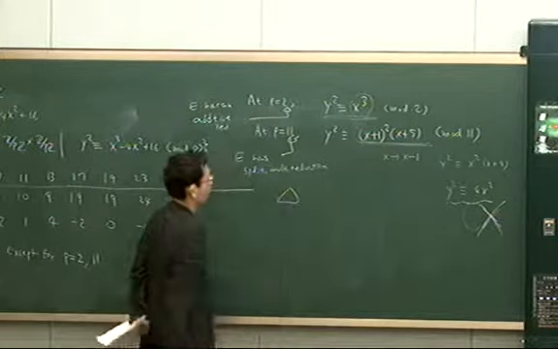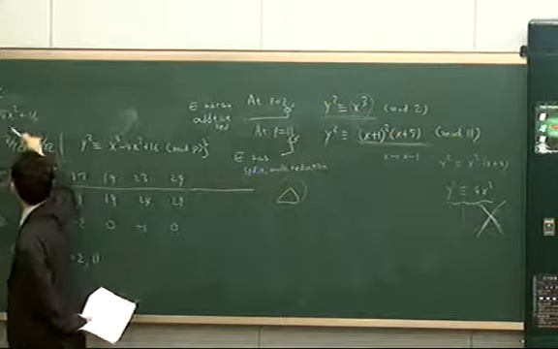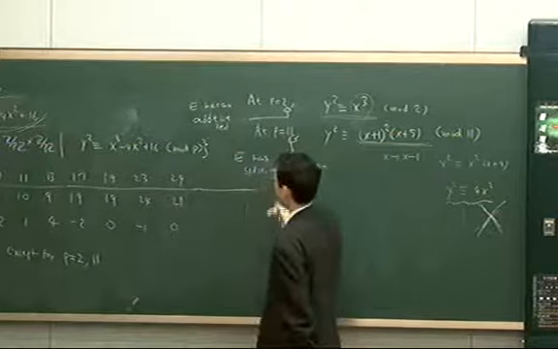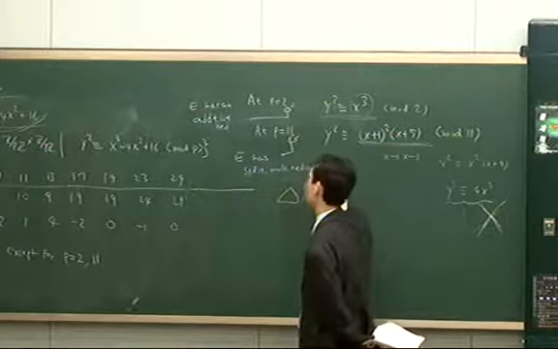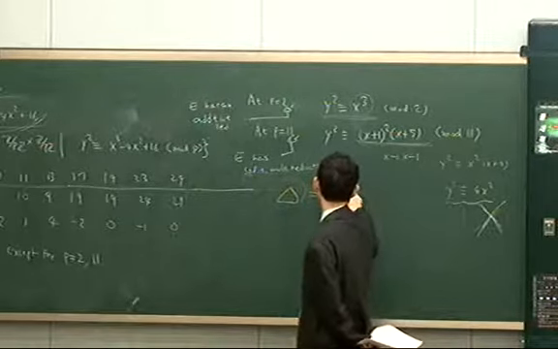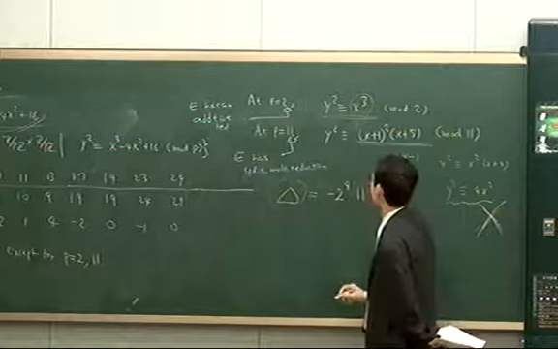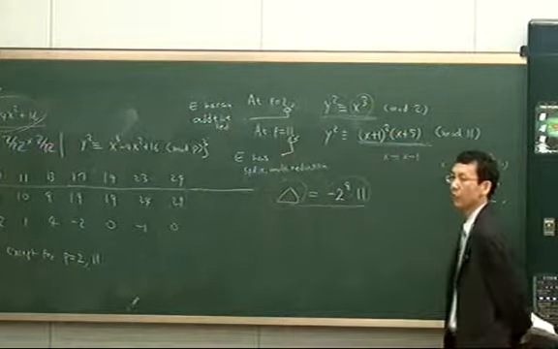Another language is using the discriminant delta function, which is the discriminant of this cubic equation. In this particular cubic equation, delta is given by minus 2 to the 8 times 11. So a prime dividing the discriminant delta gives a bad prime.